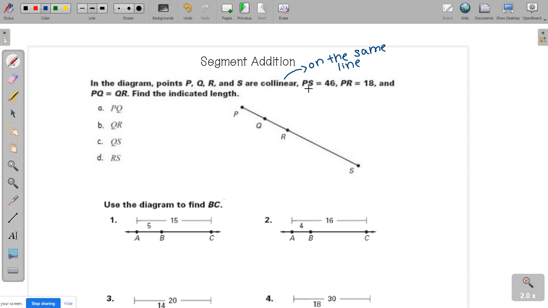So we have the length of PS is 46, PR is 18, and PQ is equal to QR. We need to find these lengths. So let's use this information that's given. So these are collinear, they're on the same line. So PS, this whole section, is 46.